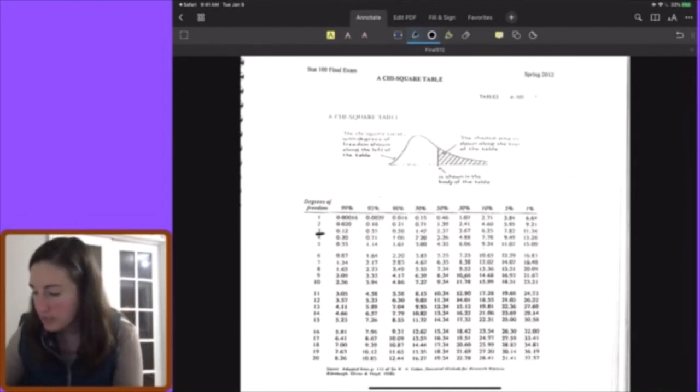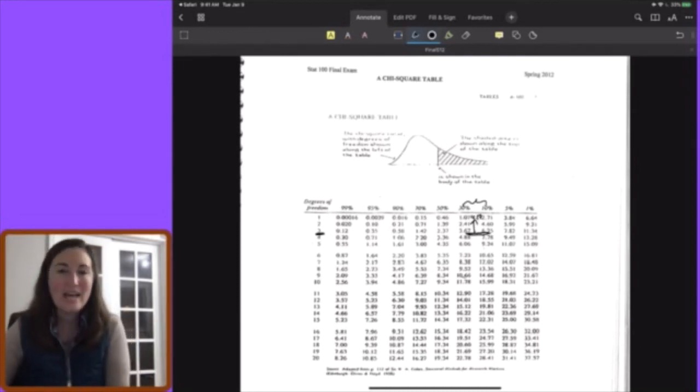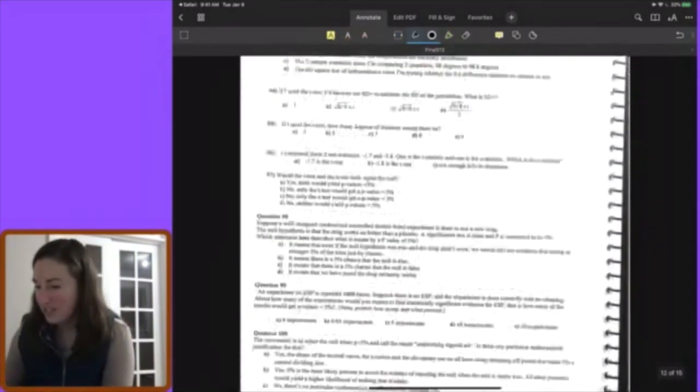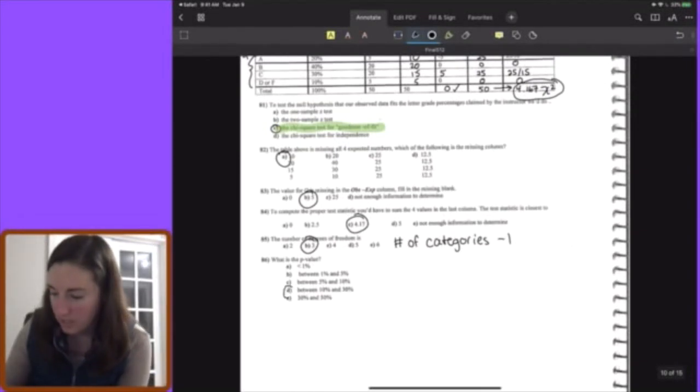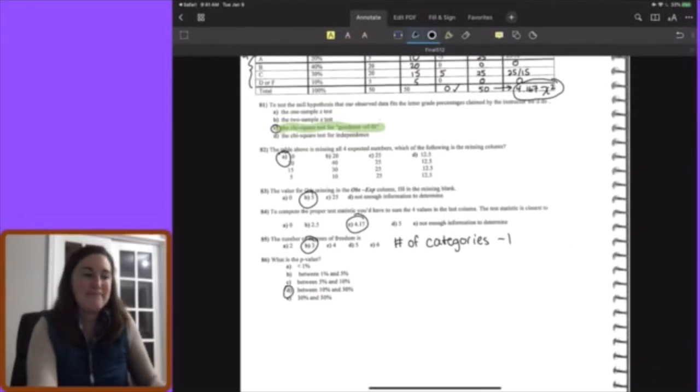So I'm going to look, let's see, it looks like 4.17 would be in between these two, right? Here is 4.17. So the p-value is in between 10% and 30%. Let's see if that's an answer. It should be between 10% and 30%. So that should be D.